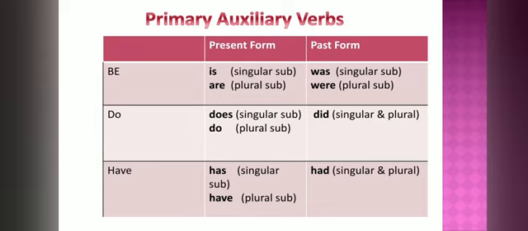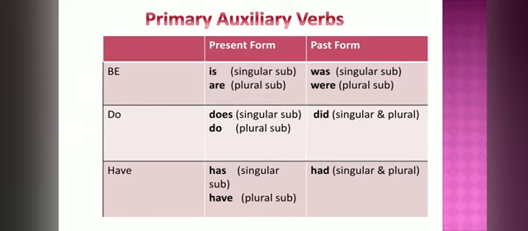Do. Do has three forms of auxiliary verbs. Do form exists in two present forms and one past form. The present forms of the do verb are does and do. Does is used with the singular subject and do is used with the plural subject. Did is used with both the singular and plural subject.